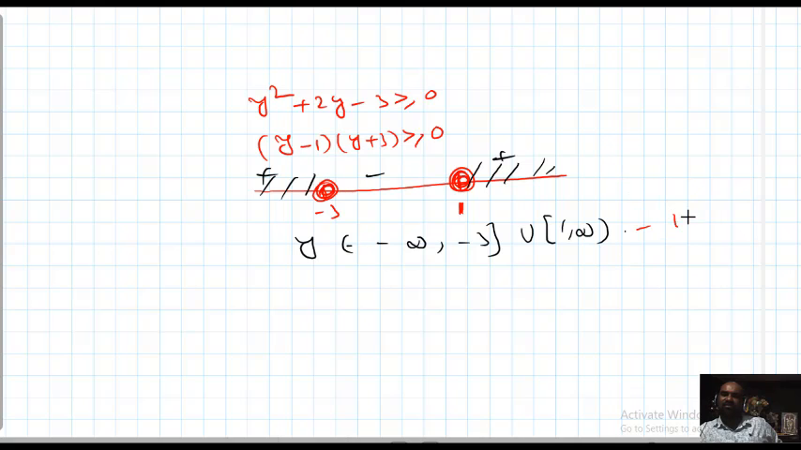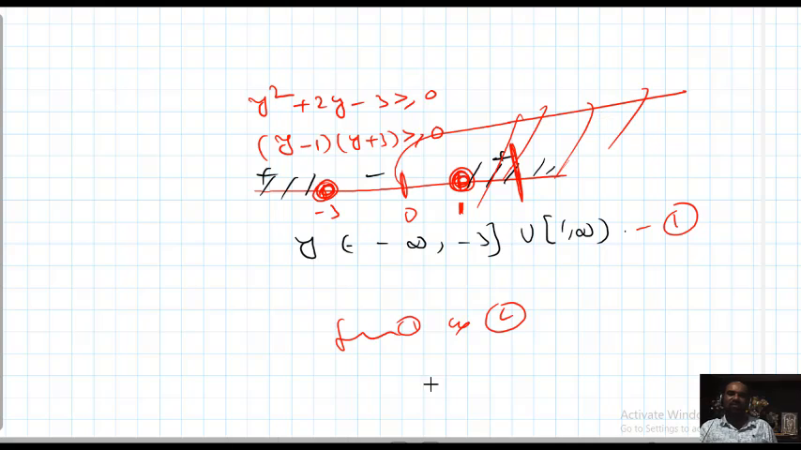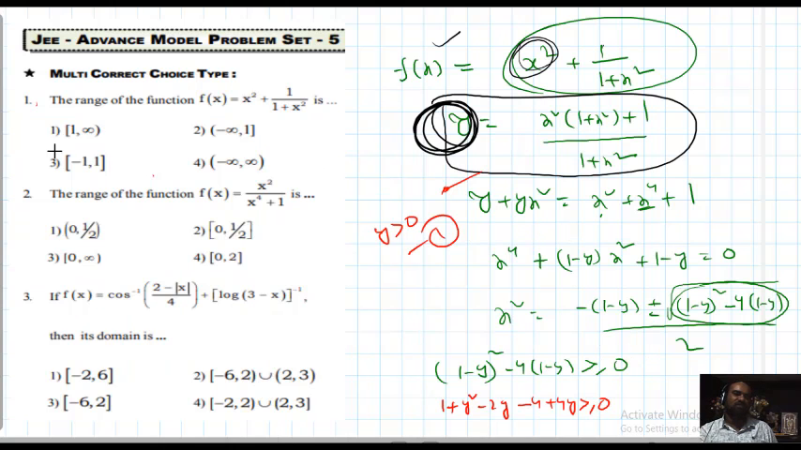This is the second part. From 1 and 2, the second one says minus infinity to minus 3 union 1 to infinity. The first one says y is greater than 0, and the intersection is this one only. Therefore I can say the range equals closed 1 to infinity. Where is that? Here, closed 1 to infinity. Option 1 is correct for this.